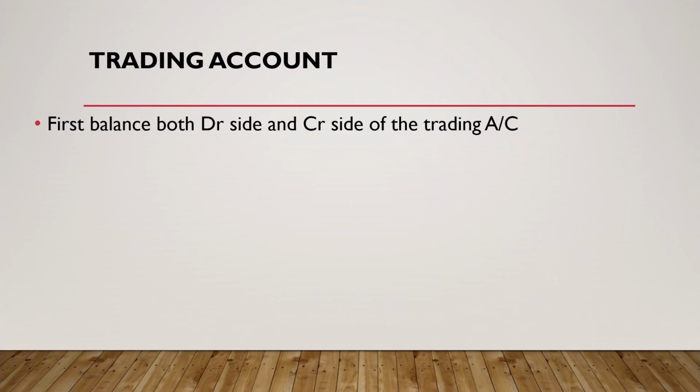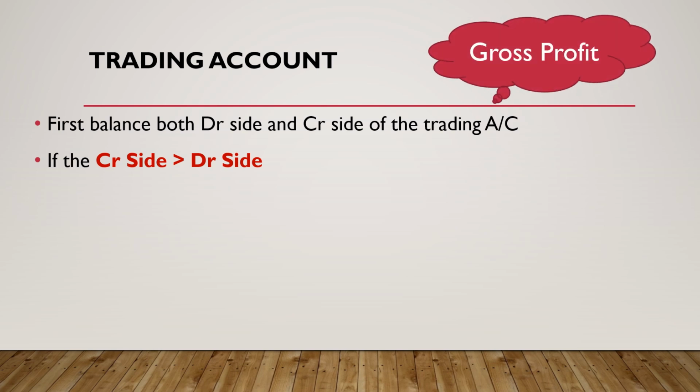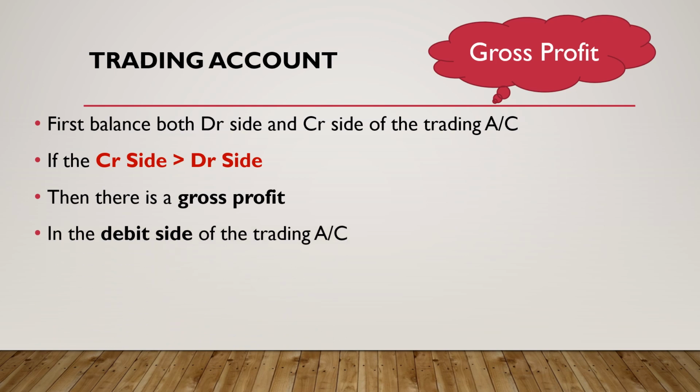First, we have to balance both the debit side and credit side of the trading account. If the credit side is greater than the debit side, then we can see a gross profit. The gross profit should be recorded in the debit side of the trading account. For that, we can use the following formula. First, we have to take the difference between each side.